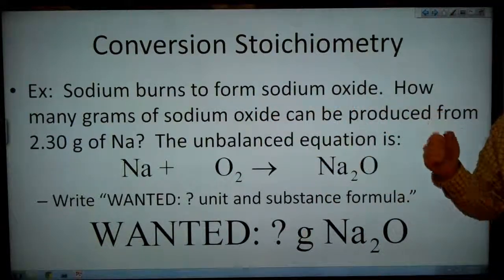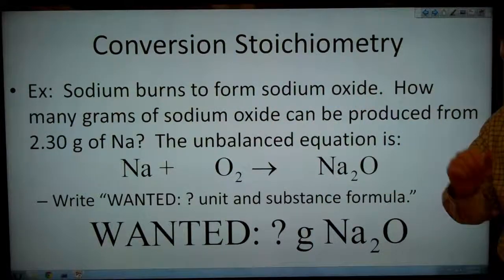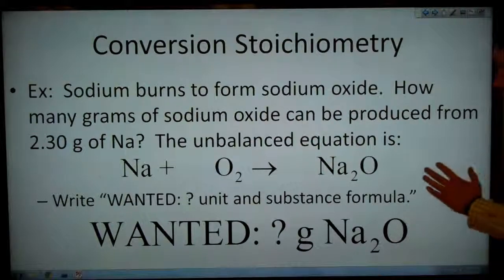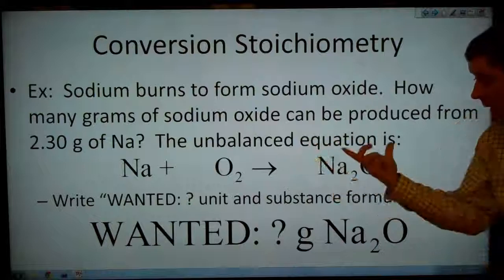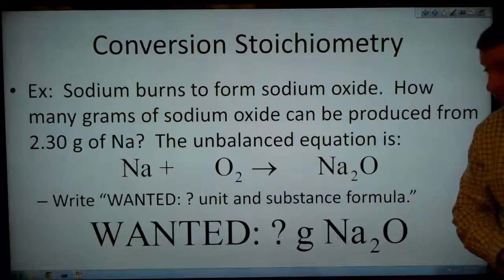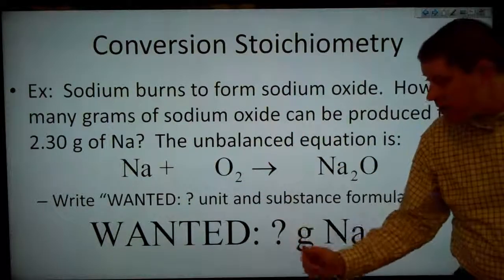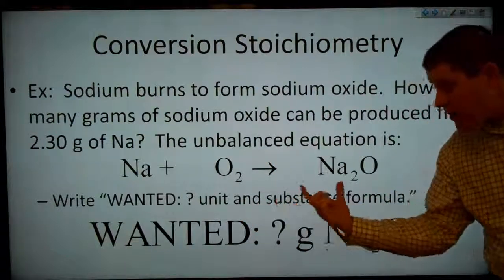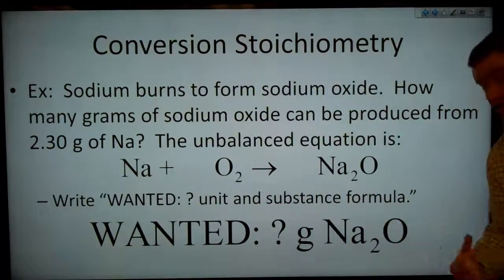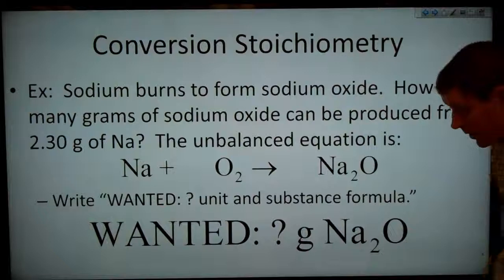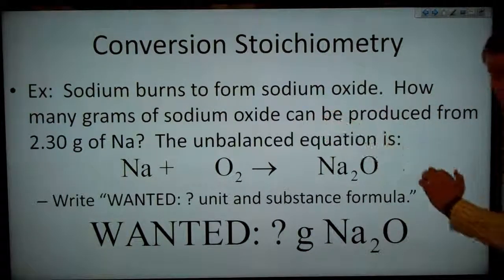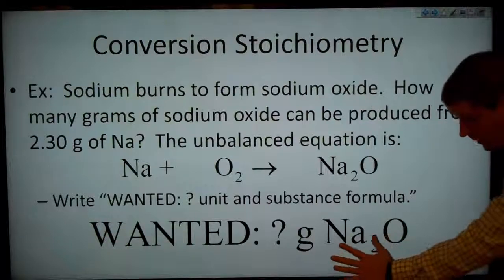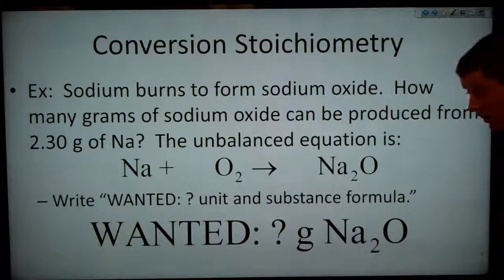Sodium burns to form sodium oxide. How many grams of sodium oxide can be produced from 2.30 grams of sodium? And then the unbalanced equation is given to us. So the first step is to write the wanted. Wanted equals question mark grams, because we want to know how many grams of sodium oxide. And sodium oxide has the formula Na2O.